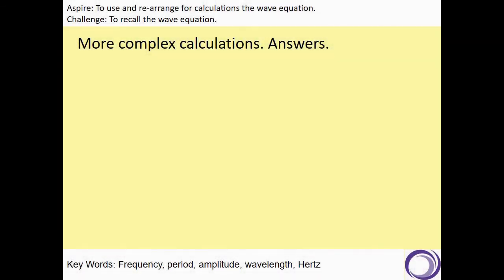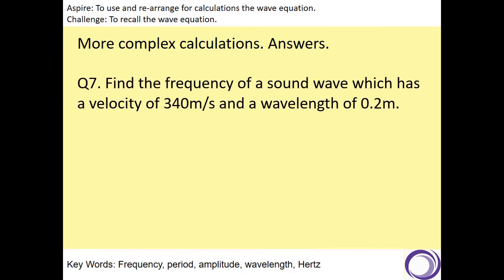Have a look how you got on then. First one, relatively straightforward. So if you write the formula down first, so velocity equals frequency times wavelength, so 340 equals the frequency times 0.2. So the frequency then is 340 divided by 0.2, which is 1700 hertz. If you've put 1.7 kilohertz there, that's absolutely fine.